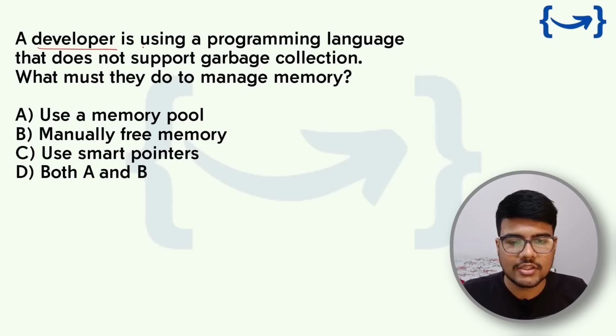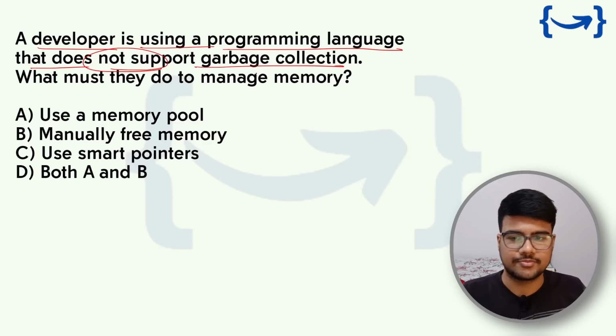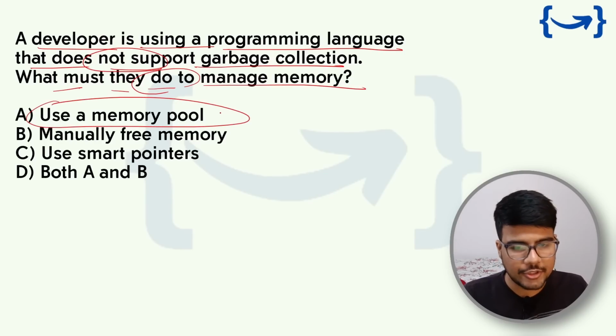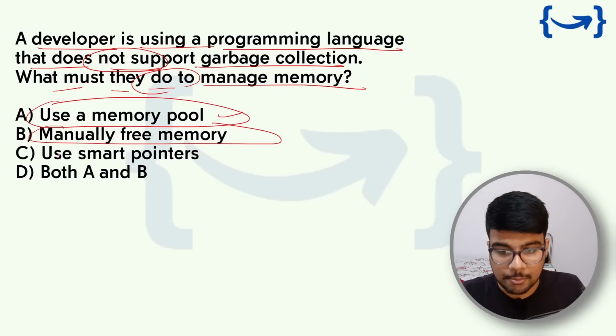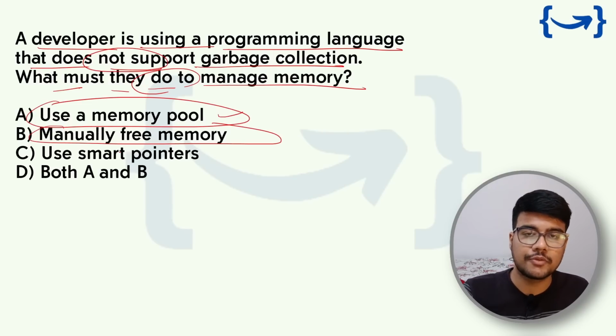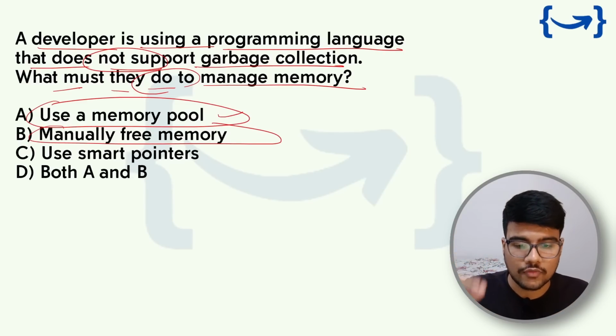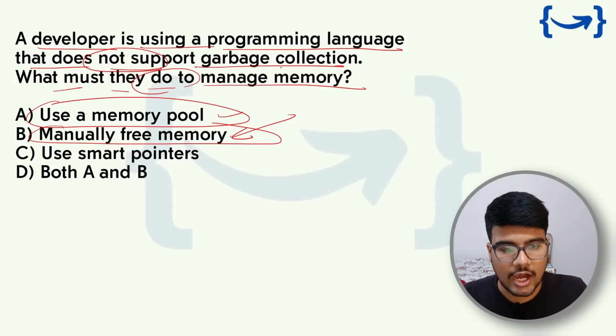A developer is using a programming language that does not support garbage collection. What must they do to manage memory? Use a memory pool. Yeah, it can be the option. Memory pool will definitely help you manage memory without garbage collection. Manually free memory. Yeah, this can be one of the options which we usually opt for in C++, where we use delete. I got this from the Mindtree one-sheet that I created a video on; in that you can see this was the option. One of the options is related to memory free or garbage collection as well.